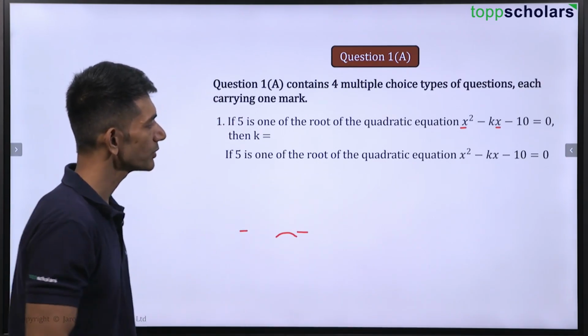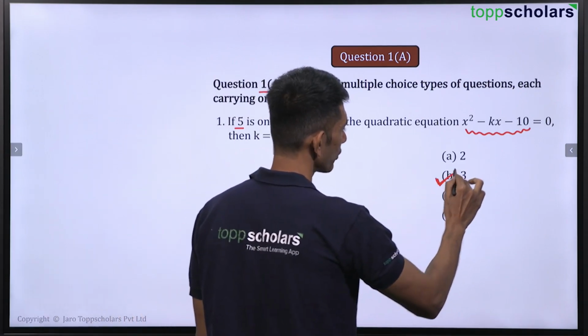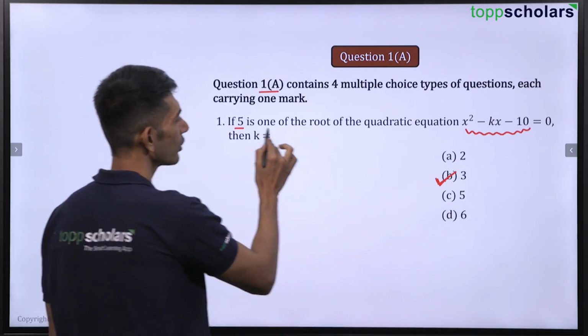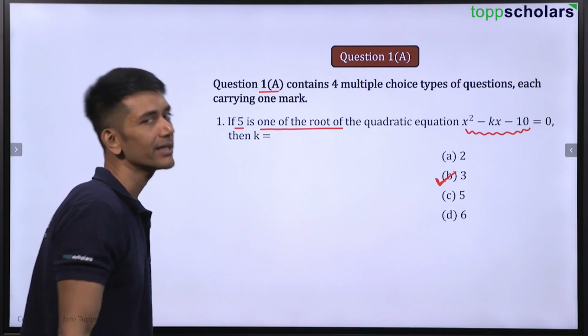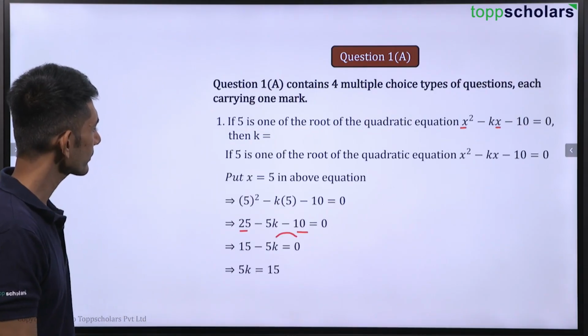So where are the options? Do we have 3? Yes, we have 3. And option B is the correct option. Easy question. So whenever they give that this is one of the roots, just put it there, you get the answer. That's it. Nothing to do. Simple. Okay.